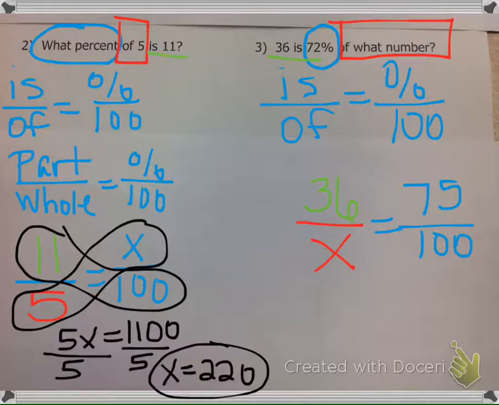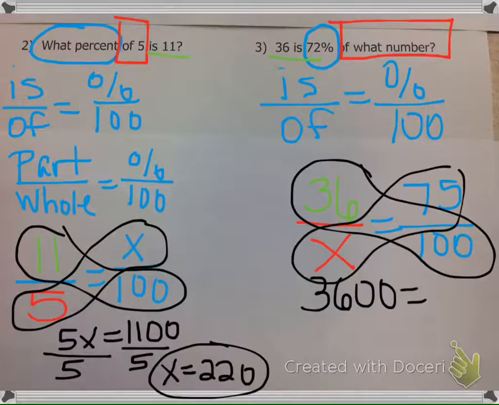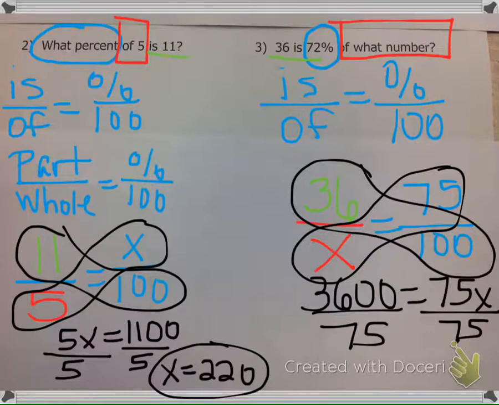And when you solve that, you're going to cross multiply. 36 times 100 is 3600, and 75 times x is 75x. Divide by 75 on both sides, and you can use a calculator for that. Okay, and when you finish that out, you get x equals 48.